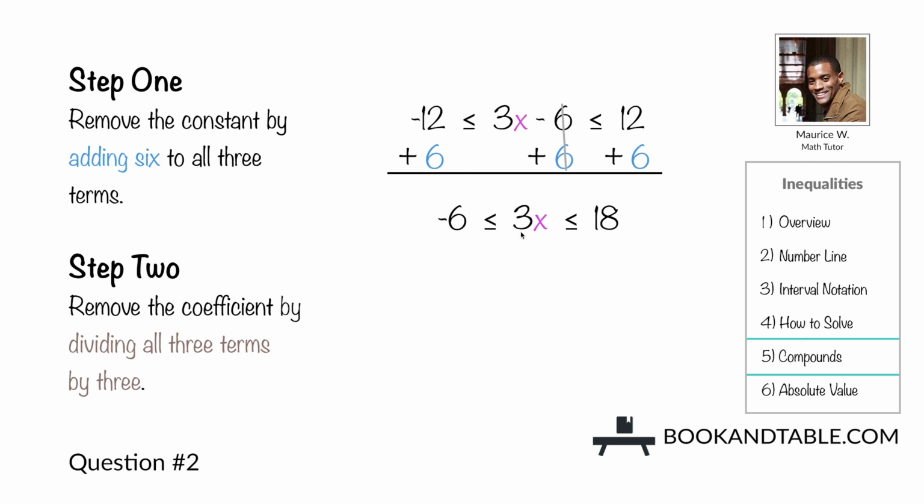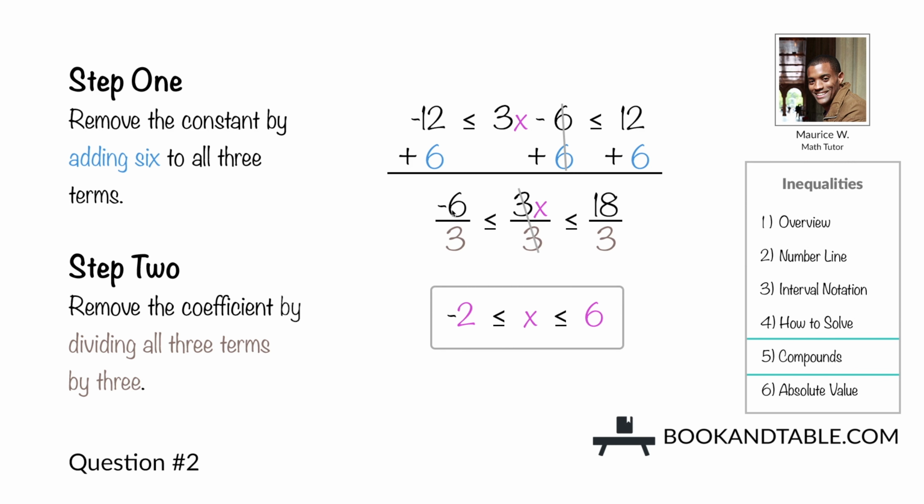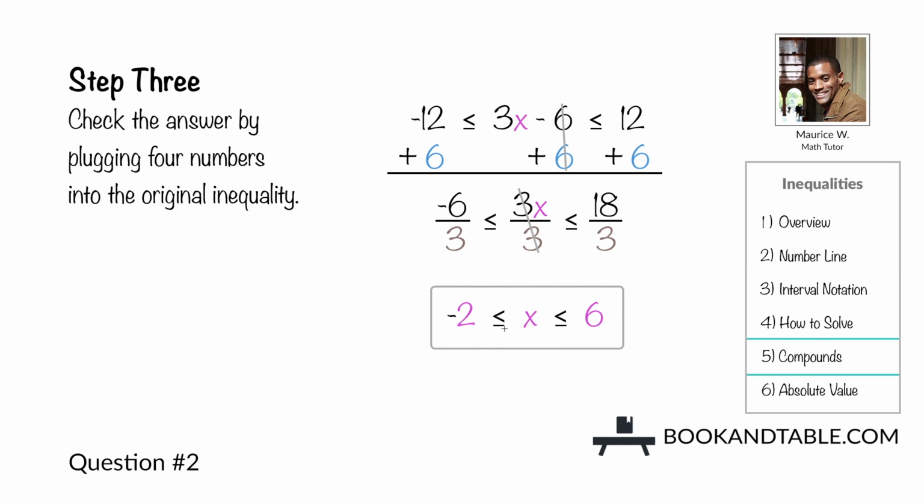Step 2, remove the coefficient 3 by dividing all three terms by 3. Negative 6 divided by positive 3 is negative 2. 18 divided by 3 is 6. Our signs remain the same. So the answer is negative 2 is less than or equal to x, which is less than or equal to positive 6. Step 3, check the answer by plugging 4 numbers into the original inequality.